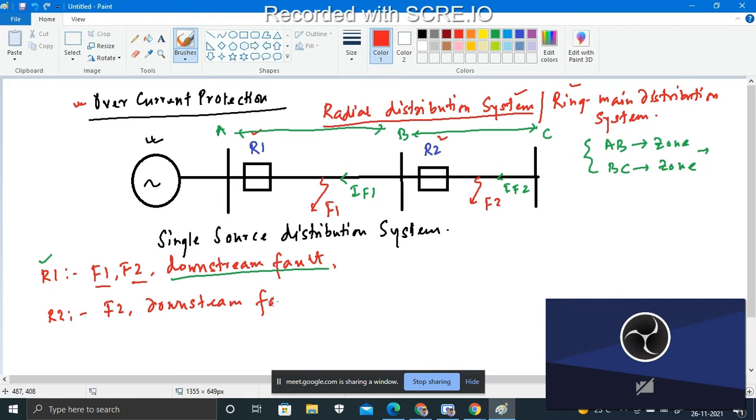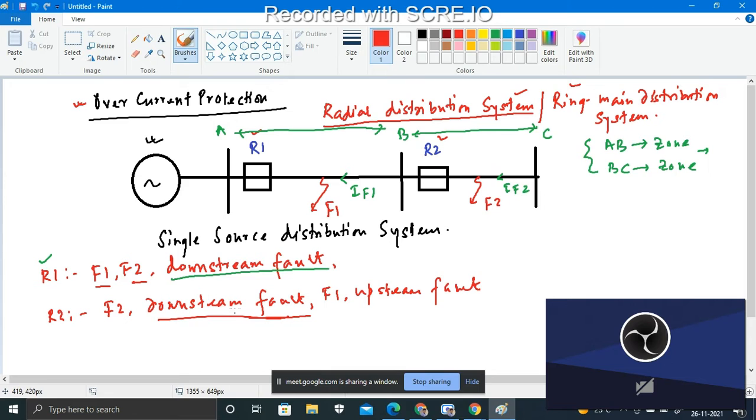It is applied to a downstream fault, like the same but not equal. Listen, F1 is not a downstream fault. Then what to do? Find out the upstream fault using this formula. So the relay will only sense the downstream fault, not the upstream fault.